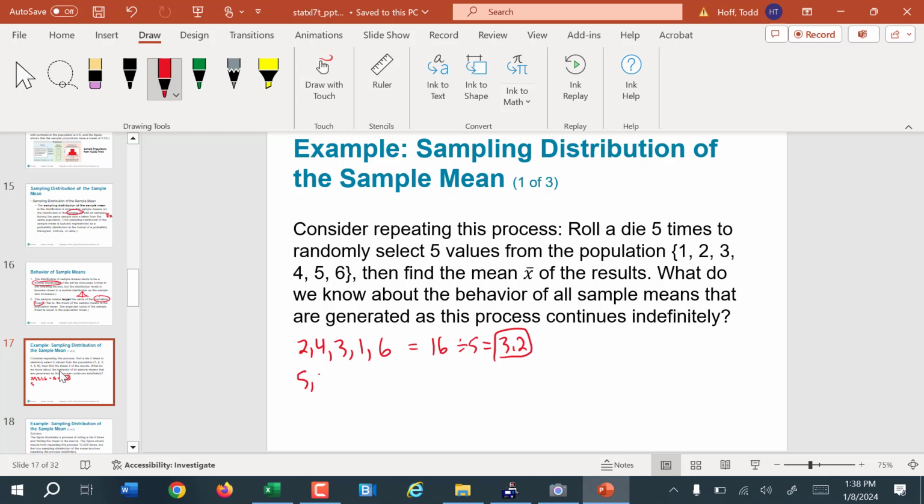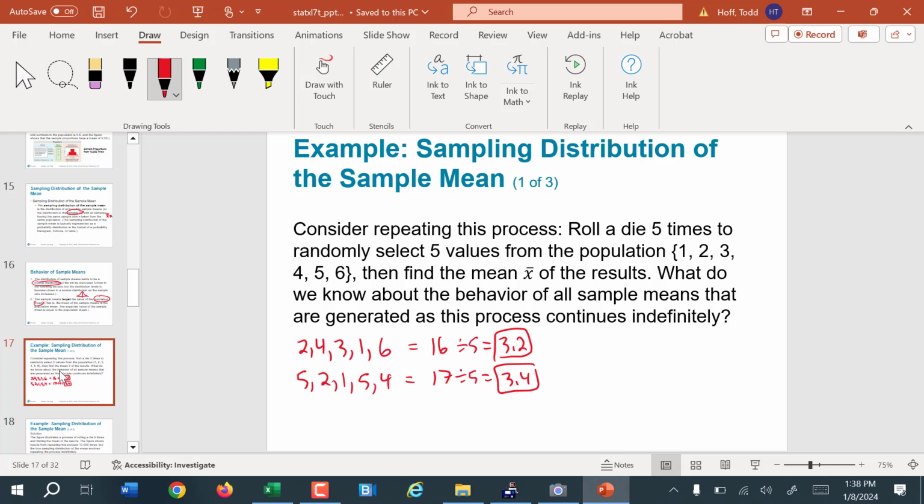We might have 5, 2, 1, 5, 4 as our next 5 rolls. What do we get there? 7, 8, 17, divided by 5 gives us 3.4.